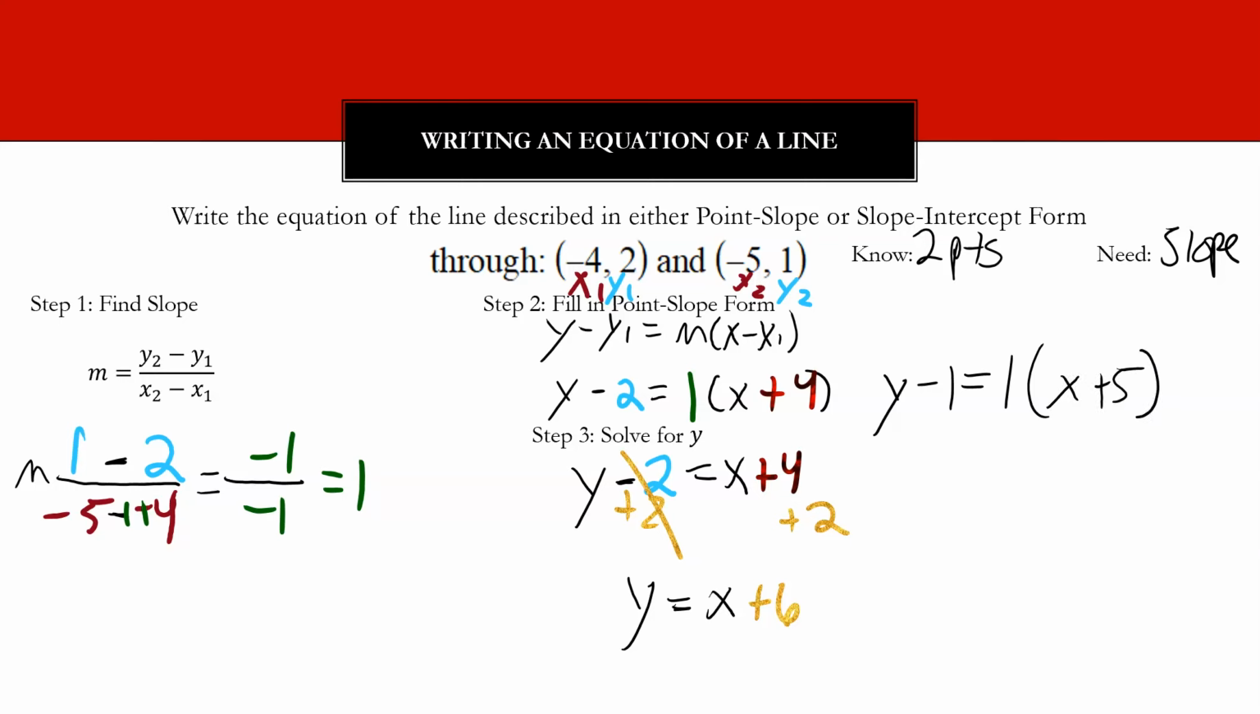So either of those two, and no matter what you did for your slope intercept, it would have been y equals x plus 6. You started with the same known information, 2 points and a slope, and then you found the slope, filled in the point slope form, and solved for y to get slope intercept.